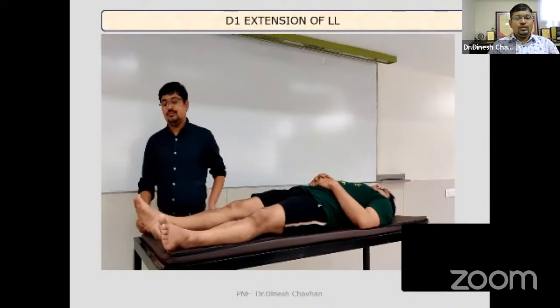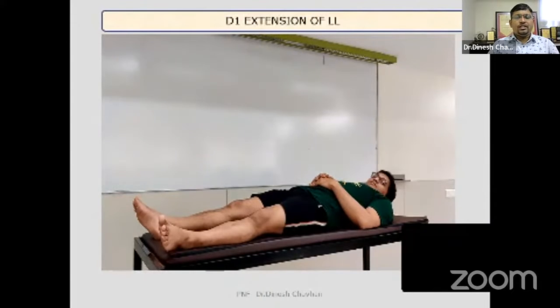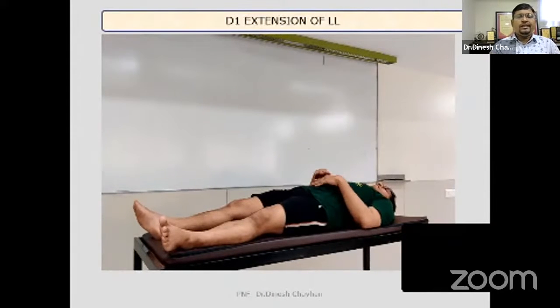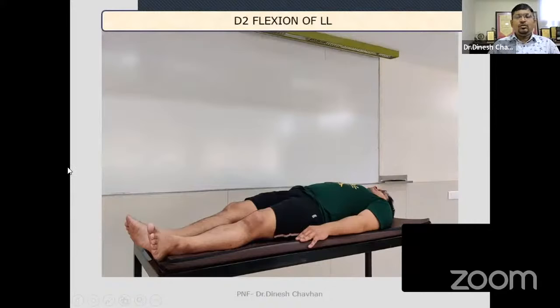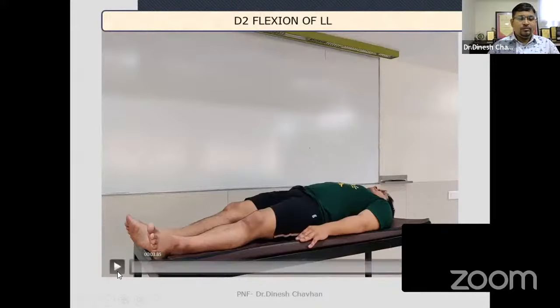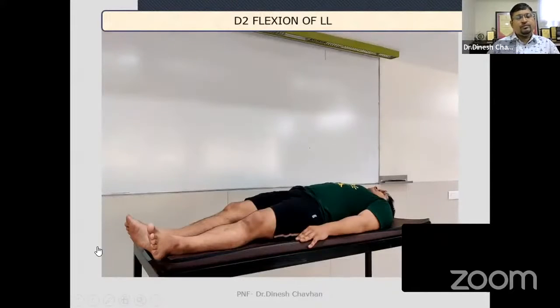Okay. So we saw the D1 extension of lower limb is starting from D1 flexion of lower limb, the starting position. Now we'll see the D2. So D2 flexion of lower limb: the starting position will be D2 extension of lower limb. So now we'll see how it will be performed on the model or patient.